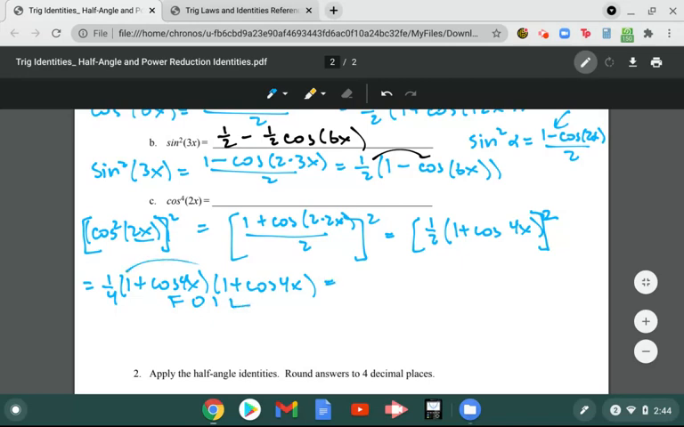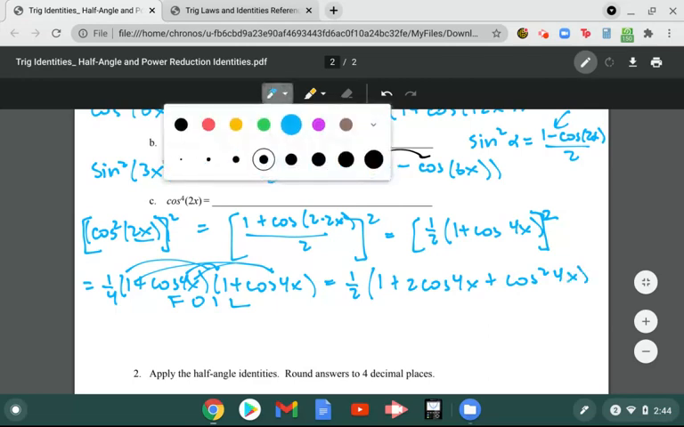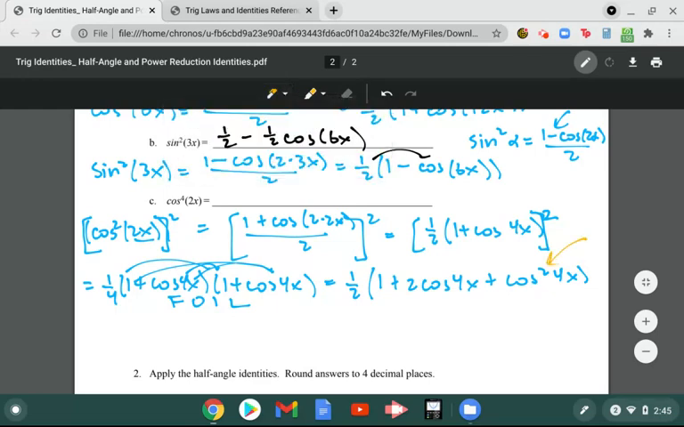So as I FOIL, first of all, I've got the 1/2. First is 1 times 1. Outer is a cosine 4x. Inner is another cosine 4x. So I've got 2 of those, plus 2 cosine 4x. And then last is a cosine squared 4x. I'm going to have to do the power reduction formula a second time right here.